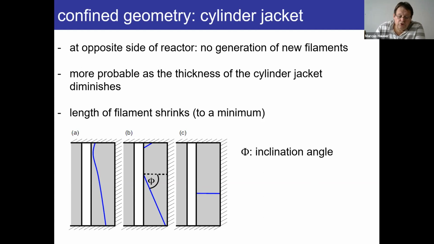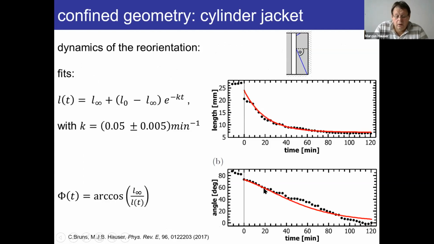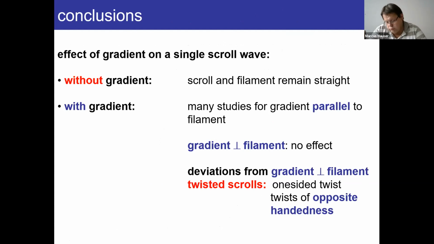We have also changed the gap width here in the center. We have never seen any advent of new filaments at the other side. However, I could imagine that if this gap width gets narrow enough, then this could happen. But this was never observed in our experiments, since we never had such small inner cylinders, less than 3 millimeters of outer diameter. Okay, and with that, I would like to just conclude.